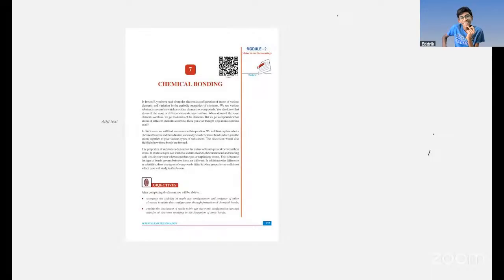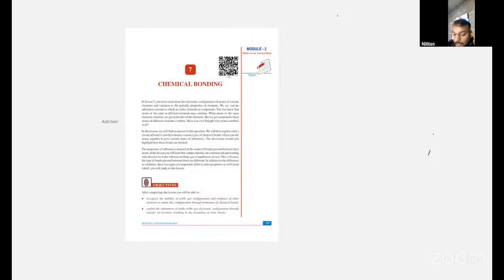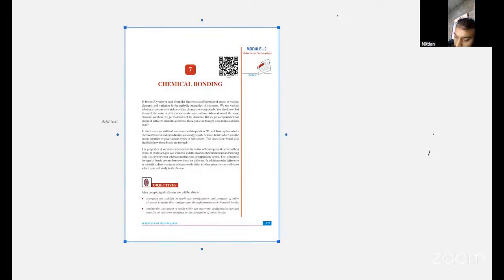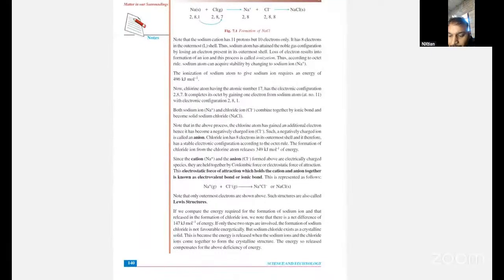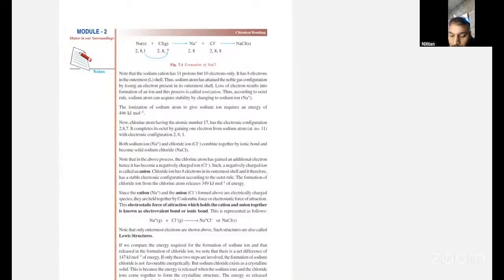Okay. So now what we were doing is the chemical bonding chapter, and in this we learn about ionic bonding. Yesterday we learned about ionic bonding. So I will share this page for you guys. Can you see this page? Is it visible? Page number 140. Yesterday we learned how the NaCl bond is formed. NaCl bond is formed by the cation and anion formation. Did you understand?